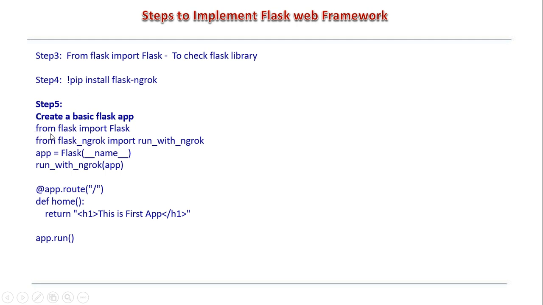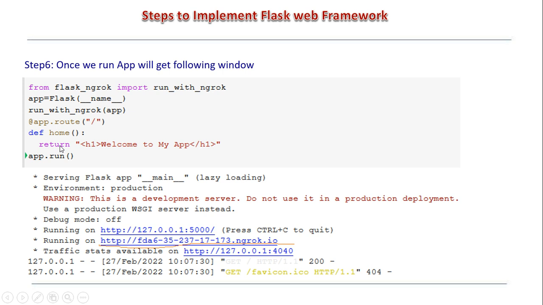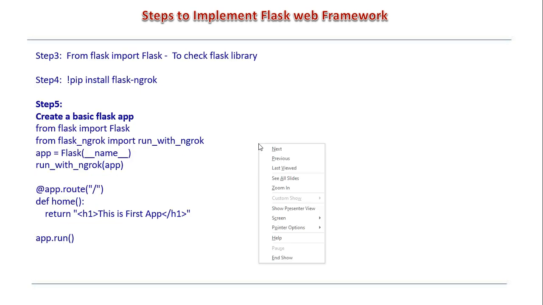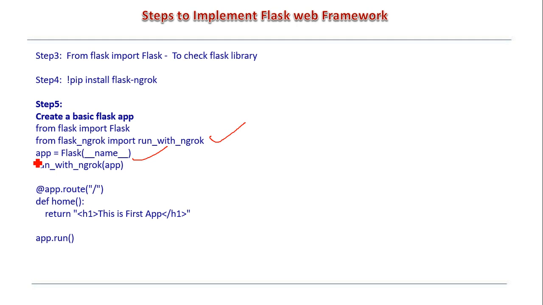So this is the way to create a basic Flask app here. From the flask module, import a class called Flask. This is a library, flask_ngrok, run_with_ngrok, because it runs on Linux. So we are creating the instance, and that instance is app. Run with ngrok. Then routing: this is home, this is a function.